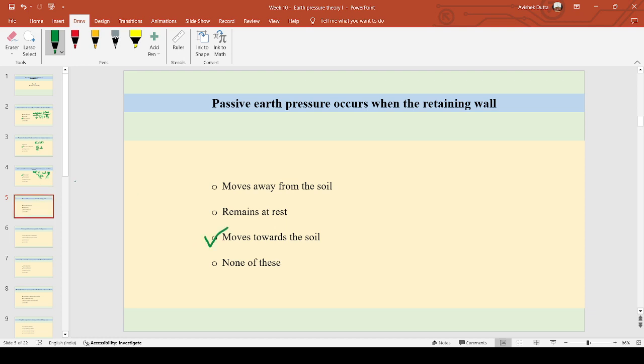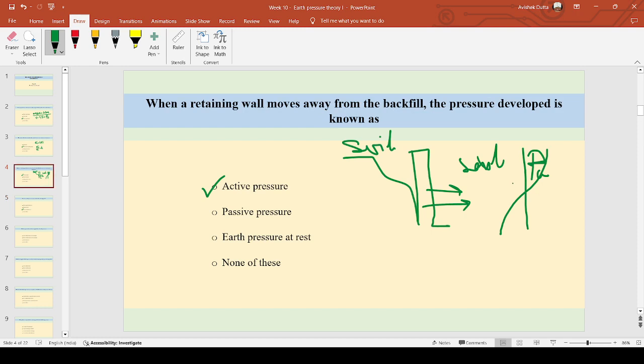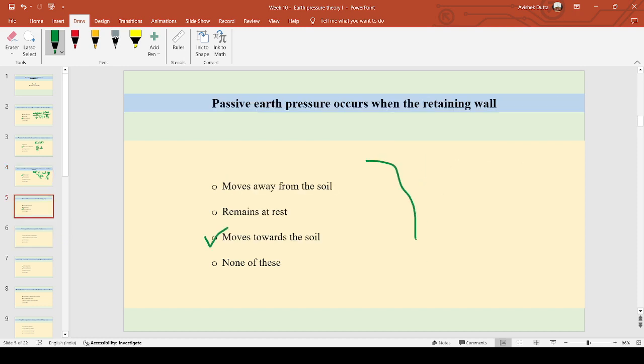In this diagram, if this is the soil mass, then this part is the passive pressure, so it is moving towards the soil. I'll draw once more. If this is the earth, this is the backfill, and this is the retaining wall. It moves towards here and presses the soil against the backfill. The soil experiences passive earth pressure.